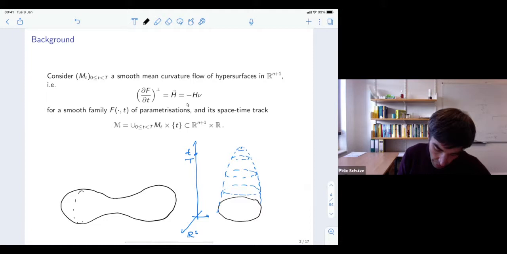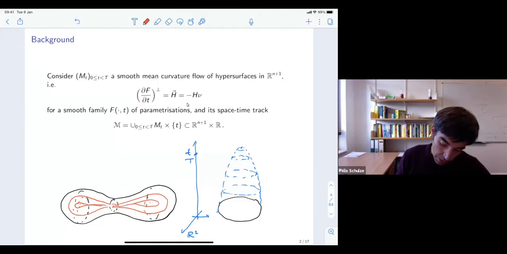Here we have two spheres joined by a neck. At a later time, this might shrink down and the neck tightens, but it tightens quicker than these two spheres can pinch off. And then in the end, you get a singularity. I've seen this in Ricci flow as well, where you have this singularity forming here.